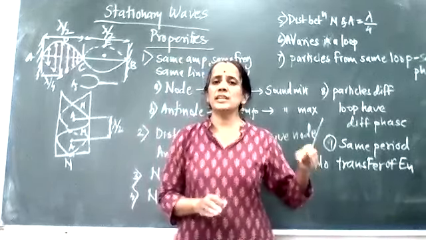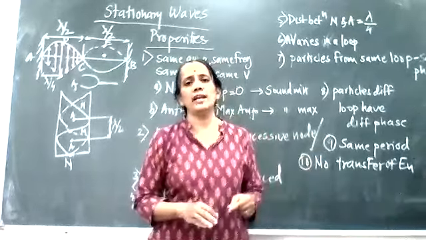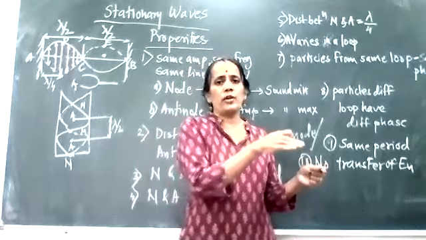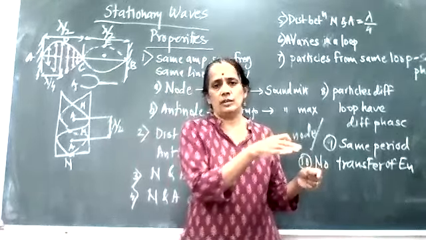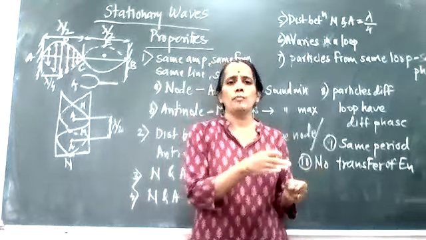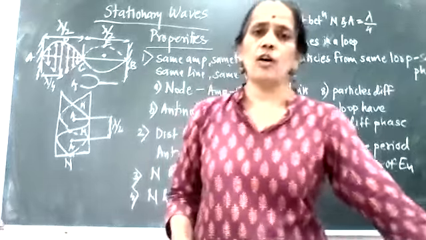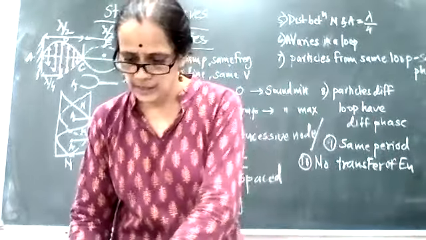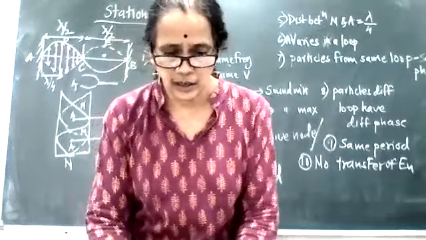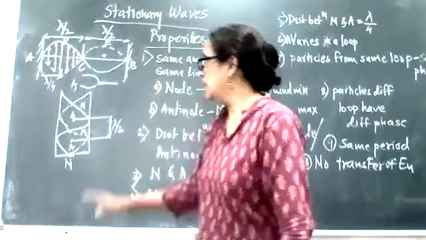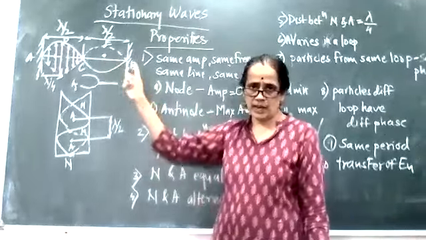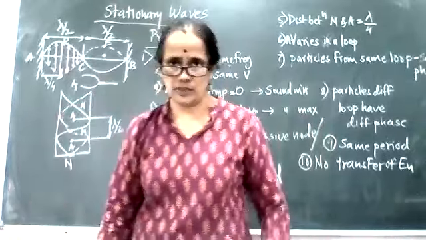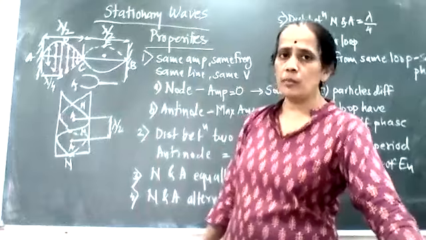So this is the basic difference between progressive wave and stationary wave. In a progressive wave, when the wave propagates, there is a transfer of energy. But when a stationary wave forms, there will be no transfer of energy. In that manner, there are a number of properties we can study through this one single diagram. From this single diagram, we can state a number of properties of stationary waves. So we can just revise all the properties once.